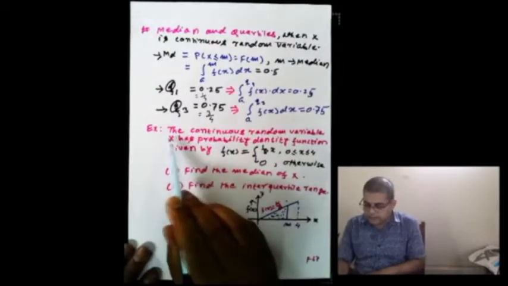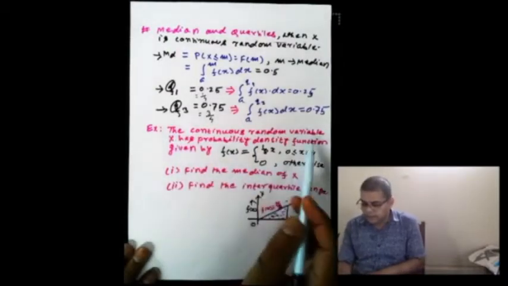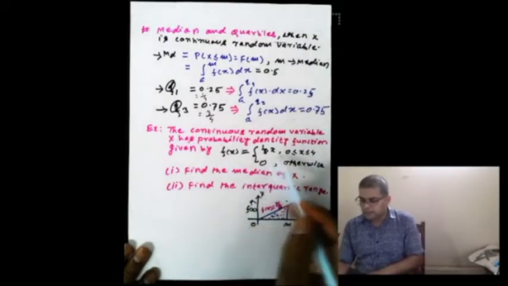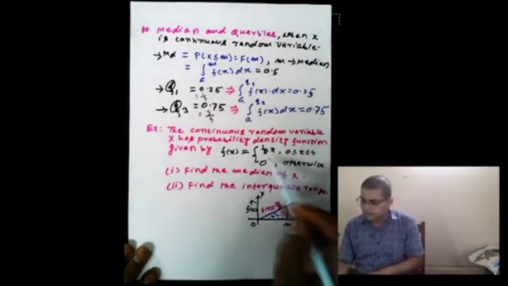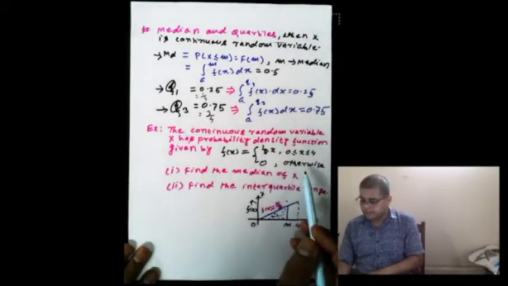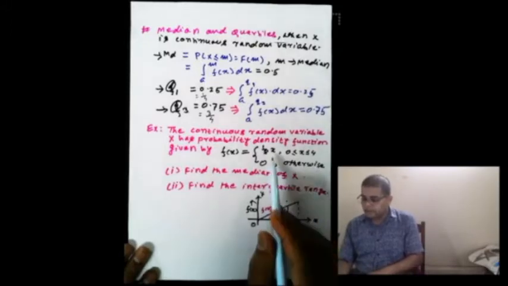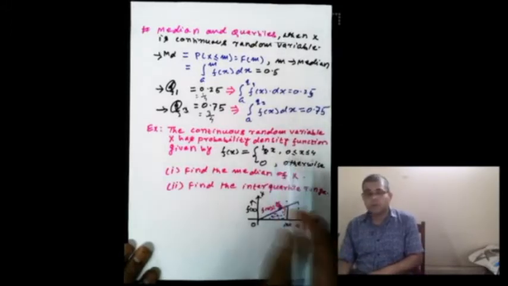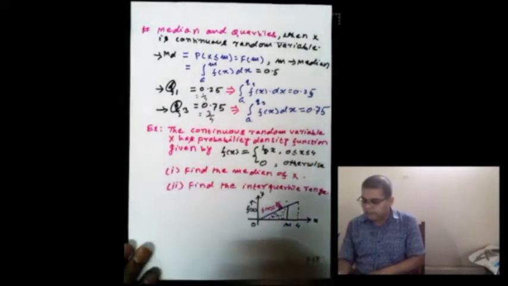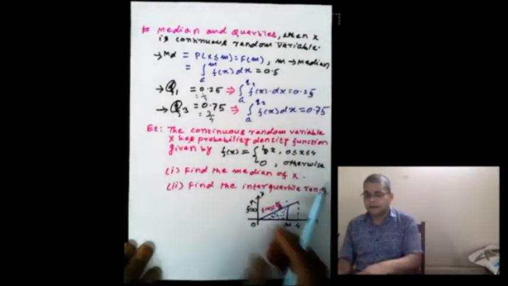The example states that the continuous random variable x has probability density function given by f(x) equals x by 8 from 0 to 4, and 0 otherwise. That means it is not defined for other values of x other than 0 to 4. In question number 1 we have to find the median of x, and in the second we have to find the interquartile range.